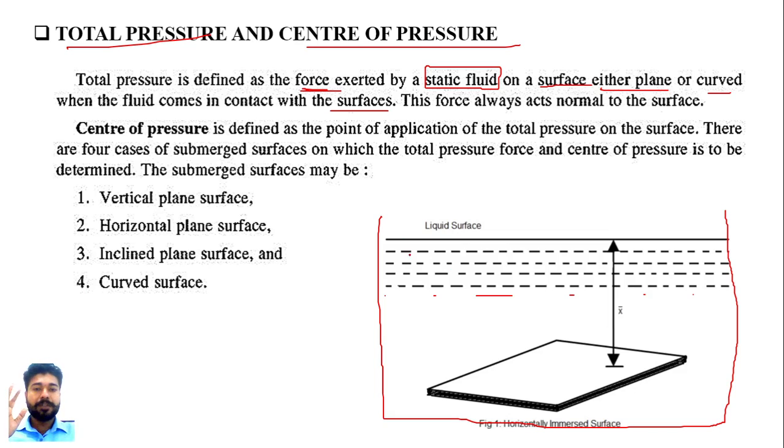Okay, as this fluid is a static fluid, the force which is exerted by this static fluid on this surface is known as the total pressure force or the total pressure. And this force always acts normal to the surface, that means you can see like this, which is the normal to the surface. So this type of force is known as the total pressure. Okay, so that was all about our first definition, which is total pressure.